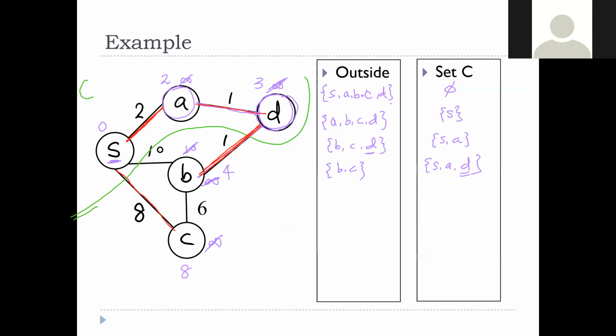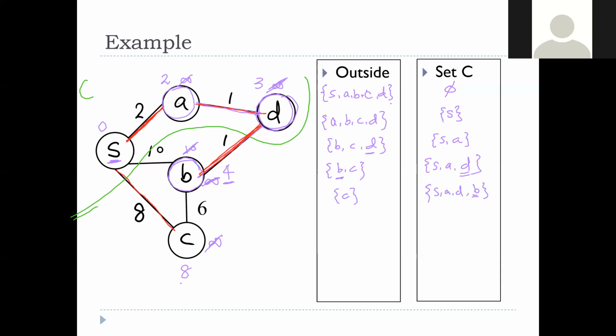We continue. Now, in the next stage, let's look at the remainder outside, the nodes we haven't explored yet. What is the node with smallest distance estimate? Well, that is B, because B has distance estimate 4, while C has 8. So we're now going to explore B, and we remove it from outside. So we're going to explore B, and B has 2 edges.